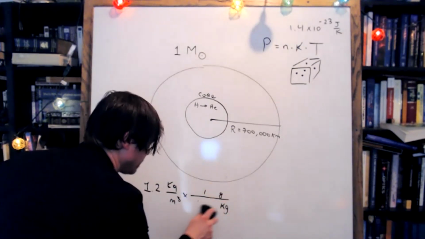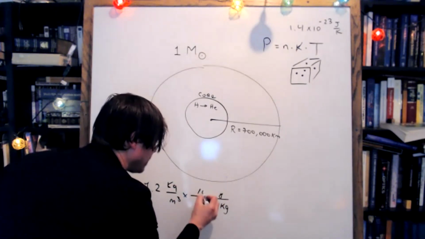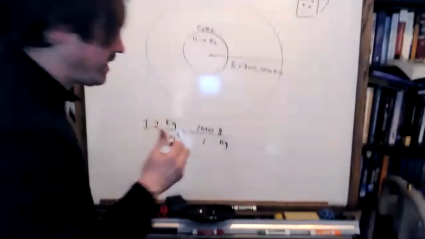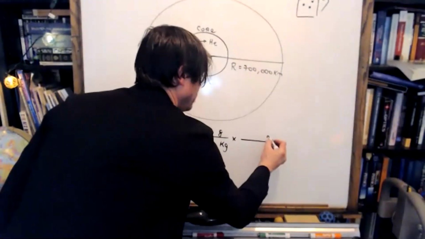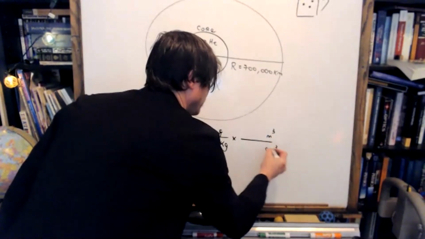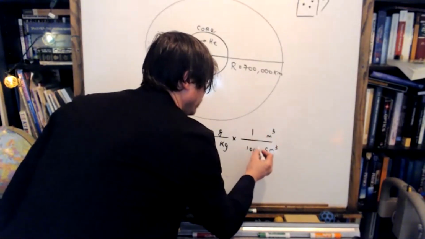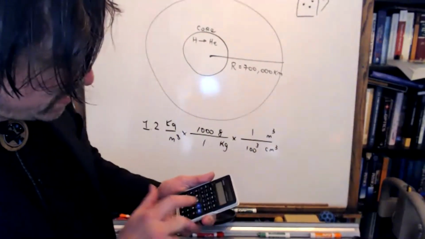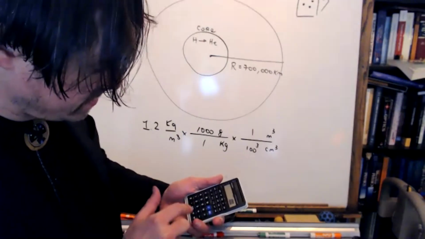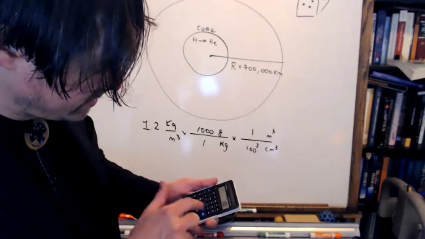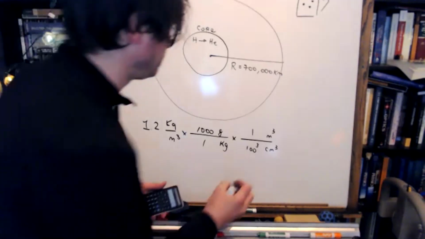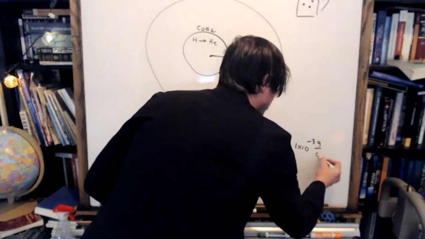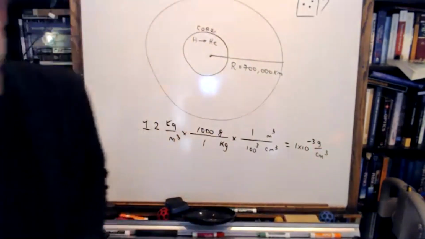Oops, sorry, I'm messing this up. We have to multiply by 1,000 to get to grams, but then we have to convert cubic meters to cubic centimeters, 100 cubed. So 1.2 times 1,000 divided by 100 to the power of 3. Oh yeah. So it's about 1 times 10 to the minus 3 grams per cubic centimeter. Don't ask me why that took me so long.